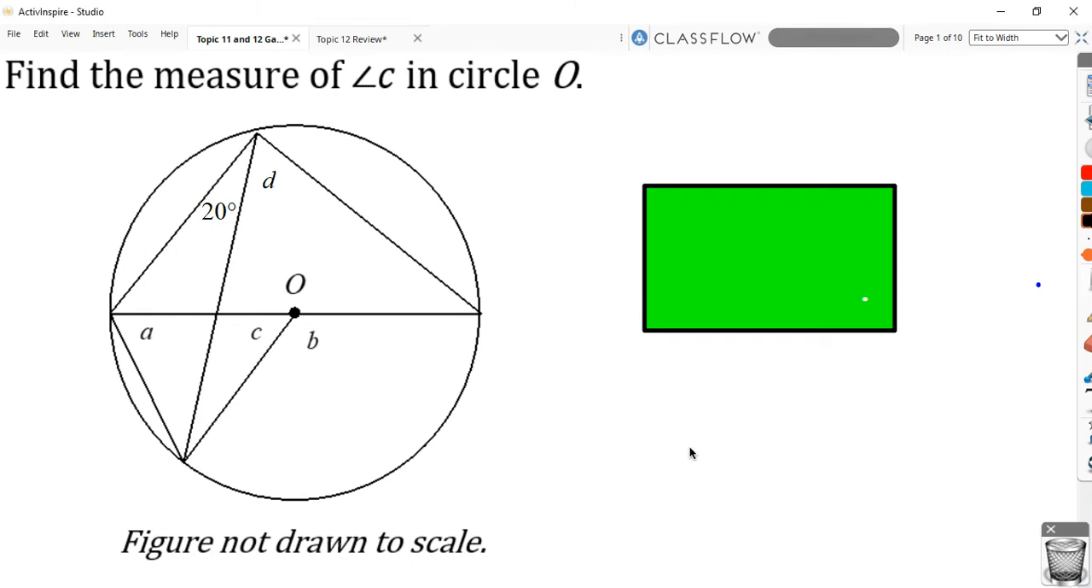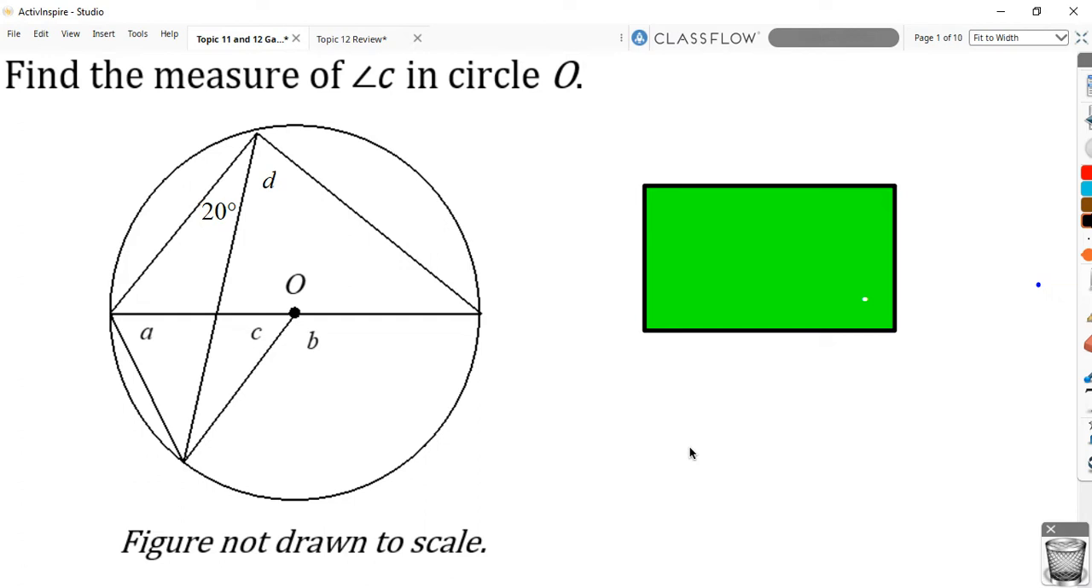All right, everybody, we're looking at the topic 11 and 12 review part two. This is also the review for your DCA. So, as we look at question number one, it looks so much more complicated than it actually is. Okay, let me show you what I'm talking about.